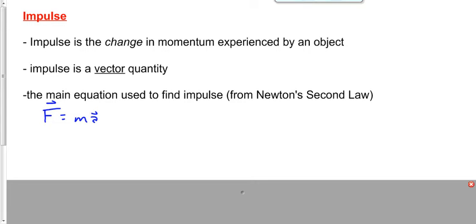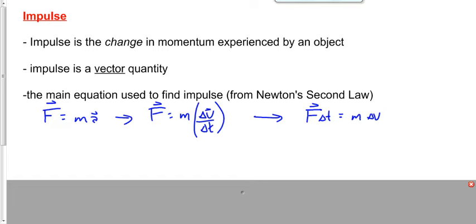Okay, bear with me now as I go through this. F is equal to m times a, but a is equal to delta v over delta t. Is that okay to replace a with delta v over delta t like that? Sure it is. Yep. Let's rearrange this a little bit. Take the t up by multiplying. So F times delta t becomes equal to m times delta v.